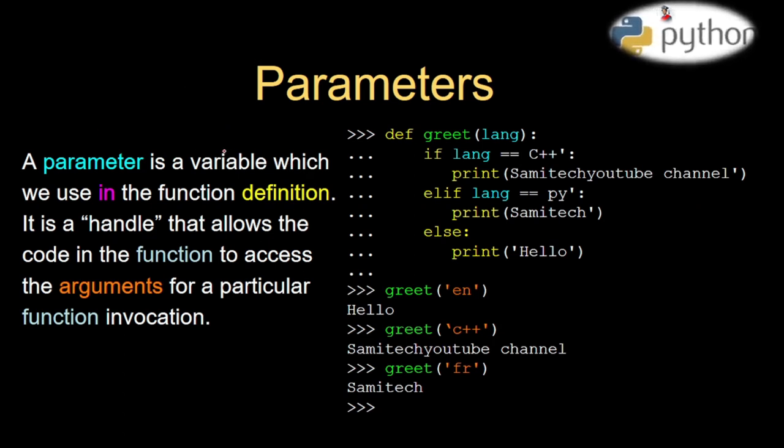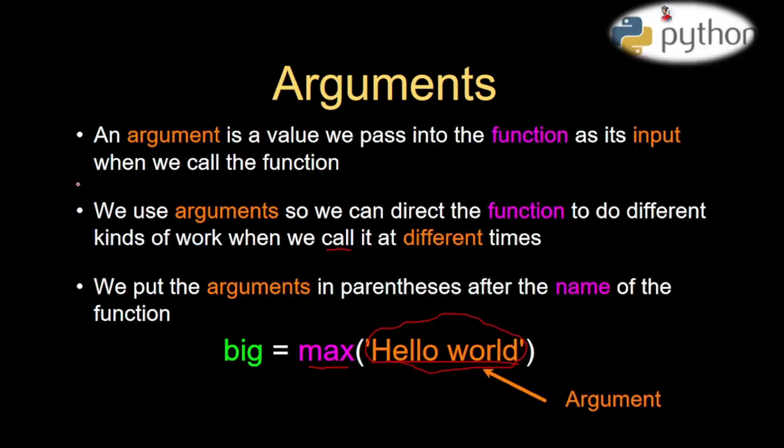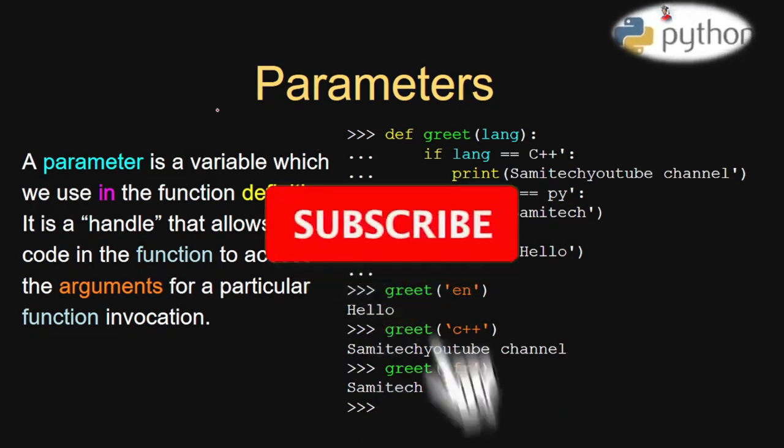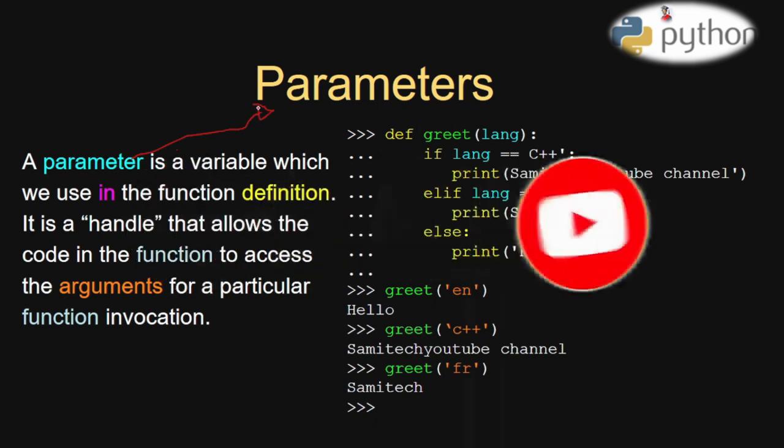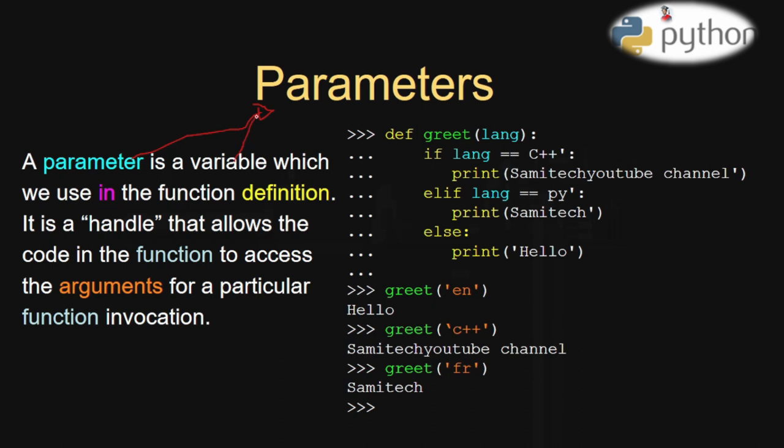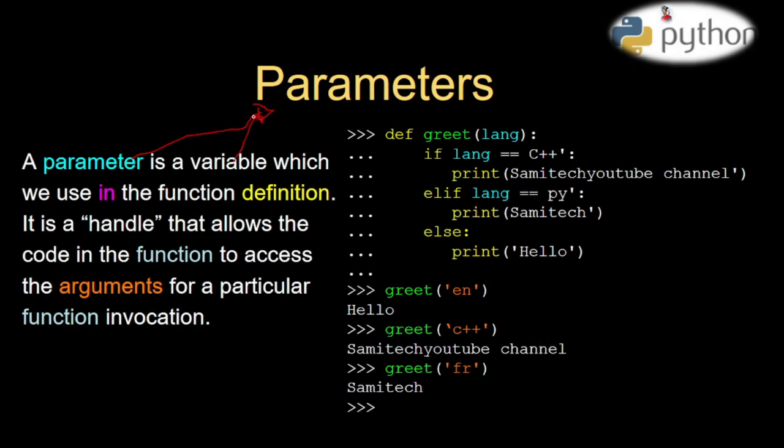Now there are two things you need to distinguish here: parameters and arguments. Parameters are variables, but arguments are values of that variable. I think it will be clear to you. A parameter is a variable, and an argument is the value of the variable. The parameter is passed at function definition, but the argument is passed when we make the function call.